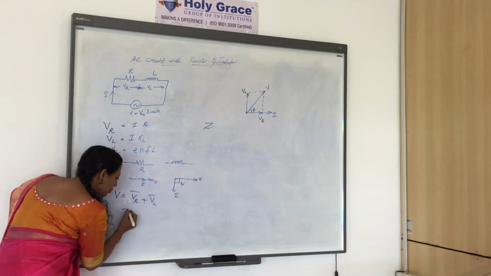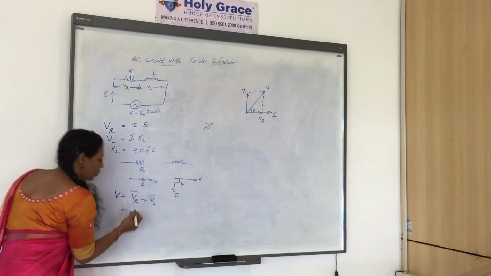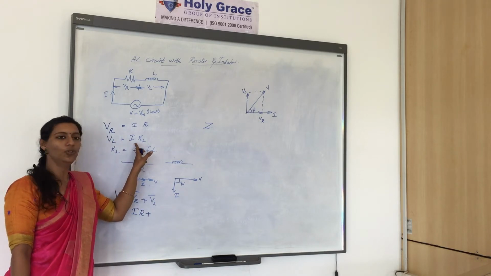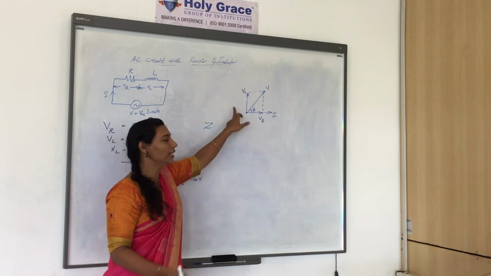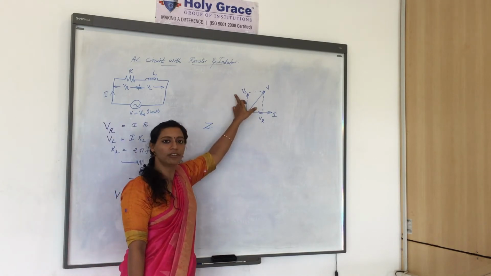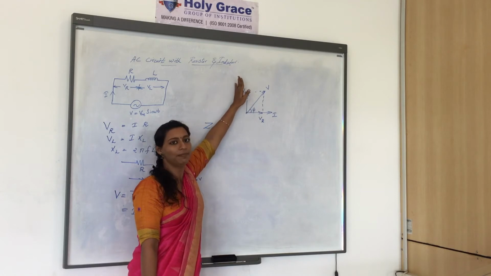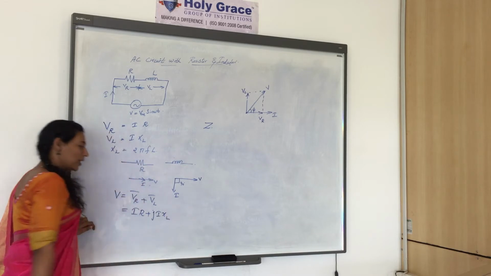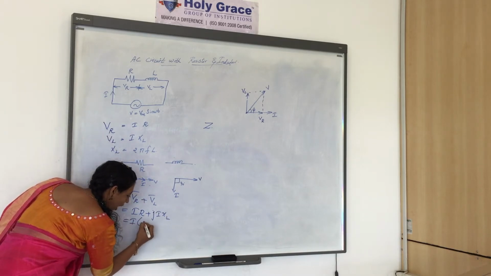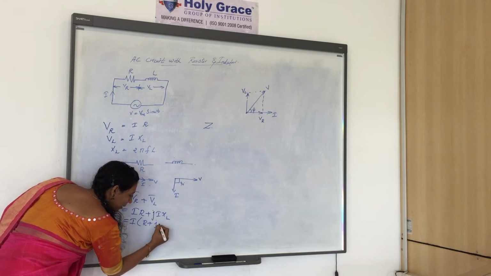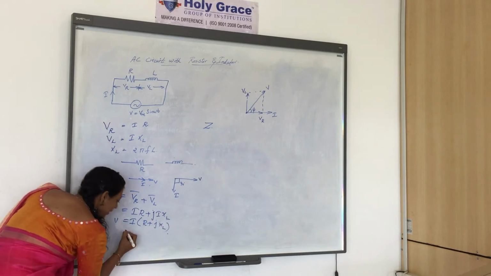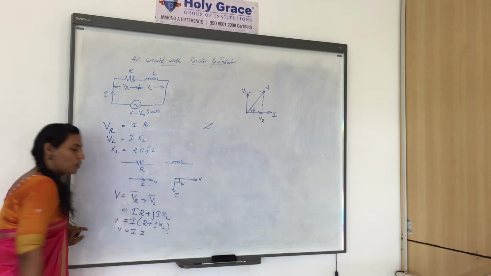Here we substitute the value of VR. VR is equal to I into R, plus the magnitude of VL, which is I into XL. But there is a 90 degree phase difference. The 90 degree phase difference is represented by j, the positive imaginary axis. Therefore, j I XL. Taking I outside, I into R plus j XL. This term is known as impedance. The applied voltage V equal to I into Z.